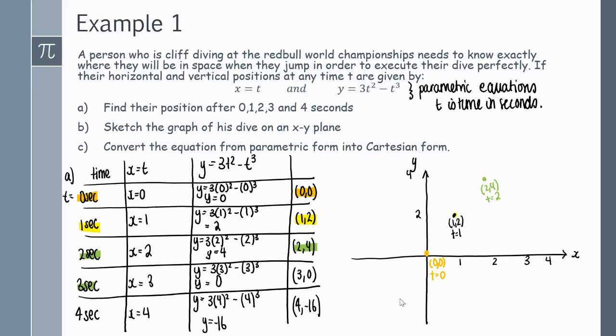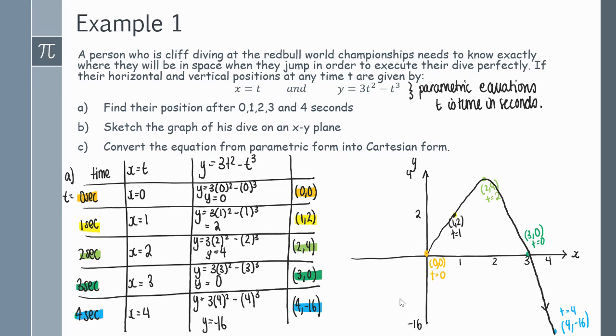Between 2 and 3 seconds, the person has jumped off their cliff and they are breaking through the water. Hopefully their dive went well. And after 4 seconds, we're right down the bottom. My graph will not really be to scale at 4, minus 16. If I join all these points together, I probably get a rough indication of what the graph of the person is. This is the graph of their dive.